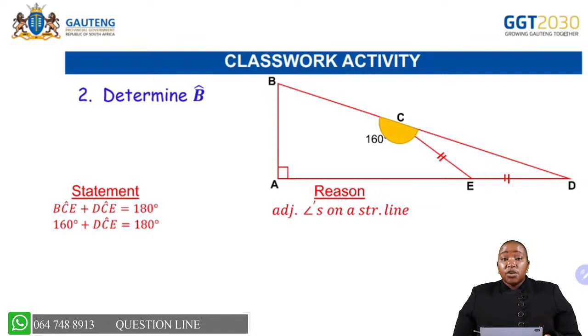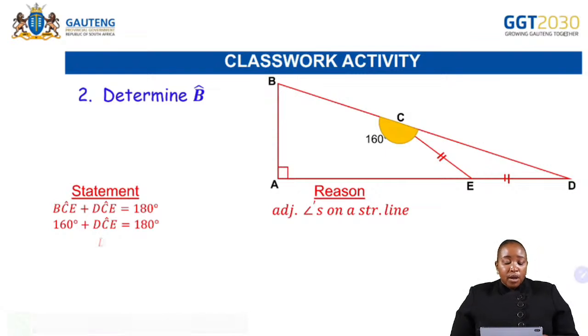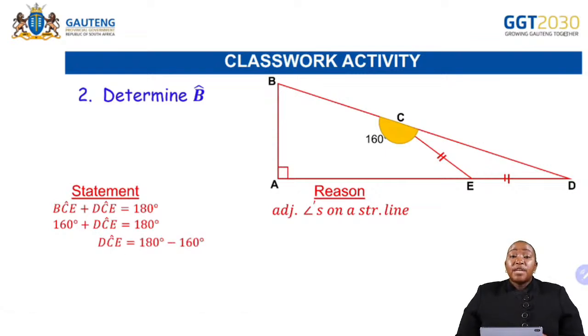Because they're angles on a straight line, those two, when you add them, must give you 180 degrees. Now, from here, you just isolate the angle you're looking for. Okay, there, you've done that. You subtracted 160 degrees on the left, and you did it also on the right. Do you see that? That leaves you with DCE being equal to 20 degrees.